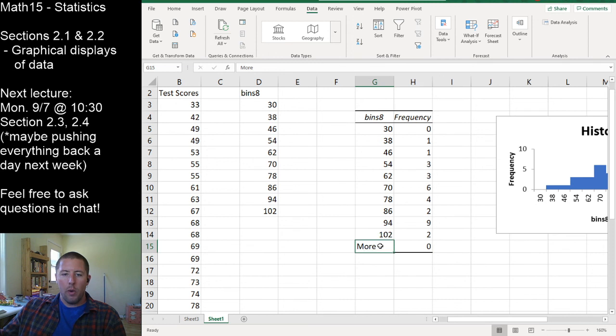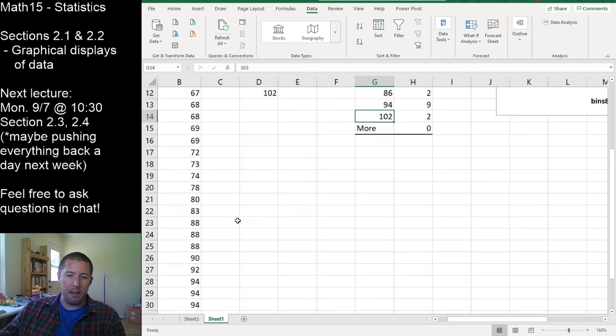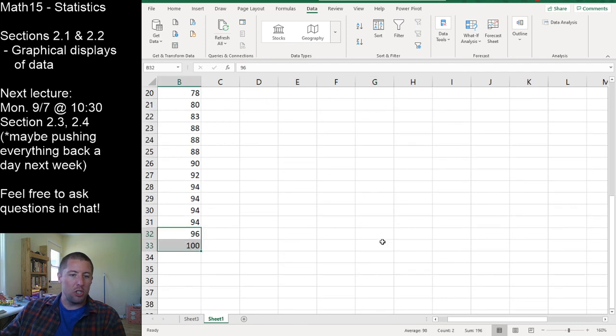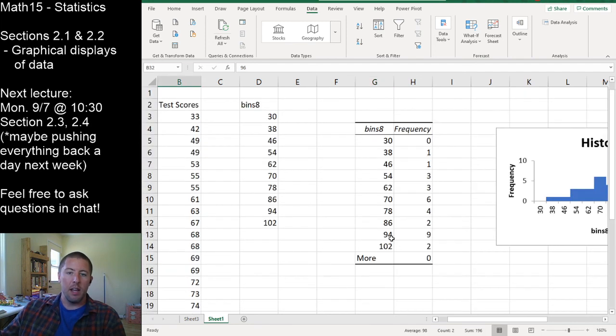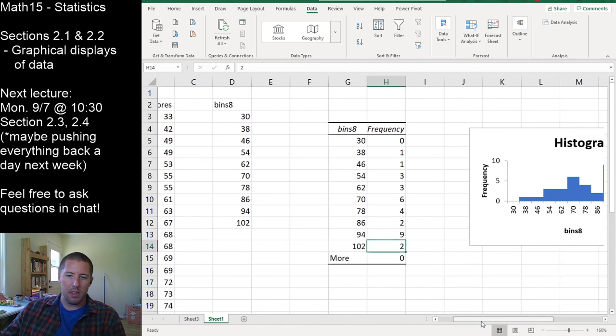Notice here, it's always going to include the more category. Here, 102 was our upper bound. This went from 95 to 102, and from 95 to 102, there were two responses right there. And so we did get two as our frequency in the frequency table right there.